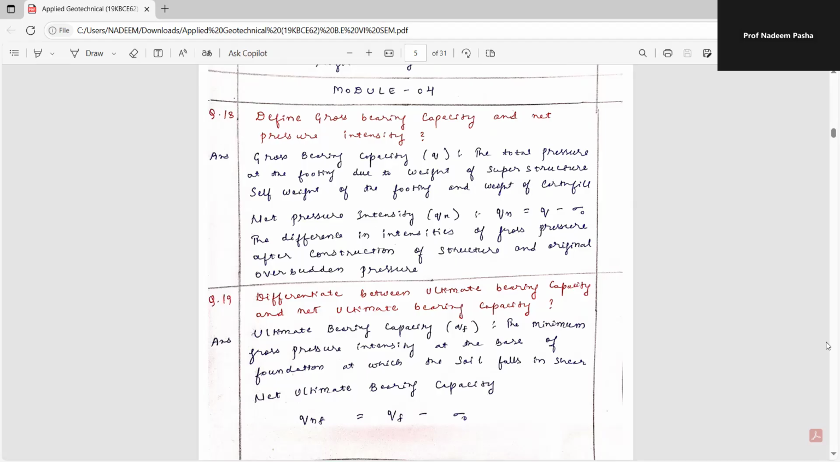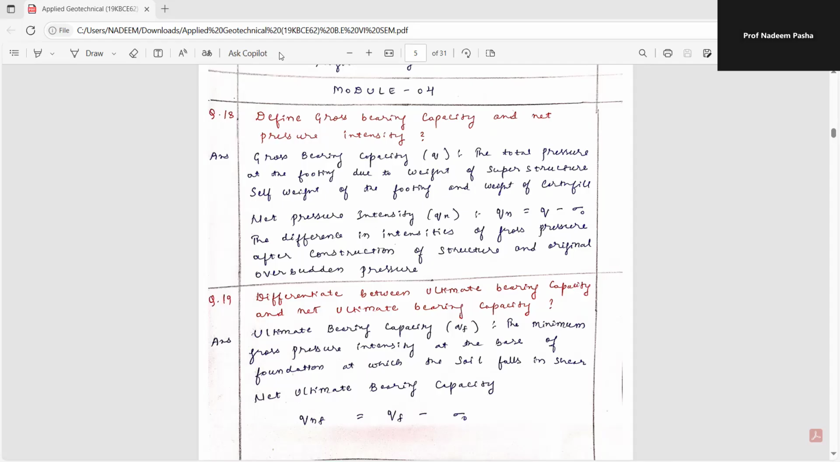Net pressure intensity Qn. Net pressure intensity is the difference in intensity of gross pressure after construction of the structure and the original overburden pressure. Qn is equal to Q minus sigma naught.